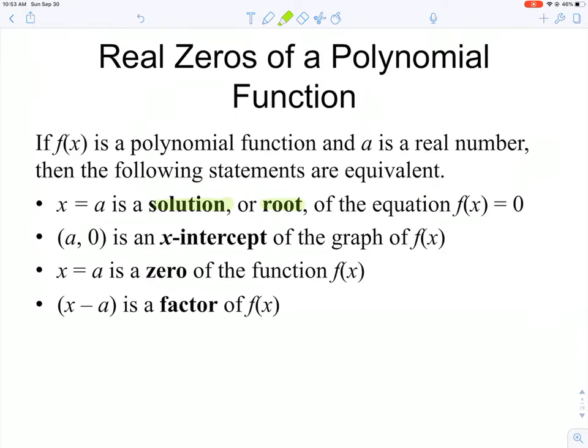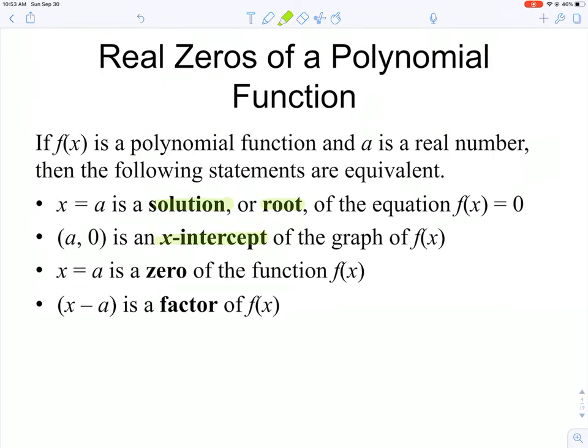So if you're solving an equation, the value that you come up with for x ends up being the solution or the root. From knowing the solution or the root, you also know the x-intercept of the graph of the polynomial is going to be (a, 0), right? An x-intercept is a point on the graph, so it can be represented as an ordered pair.